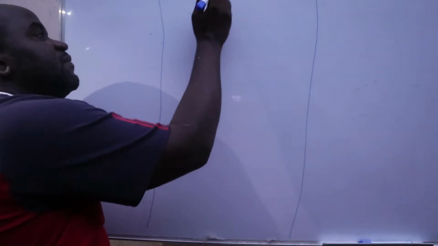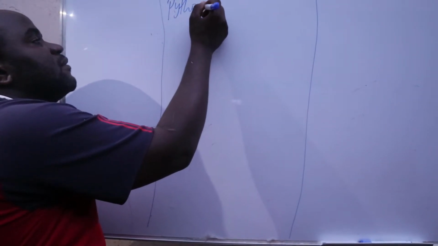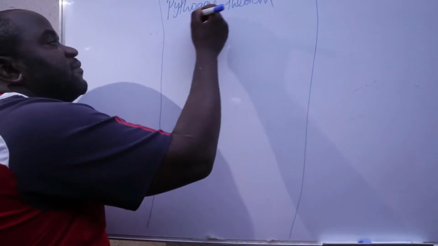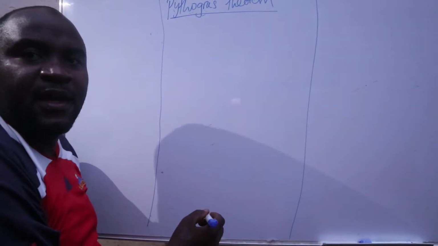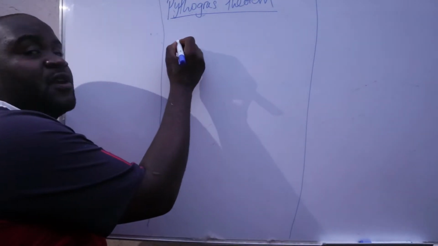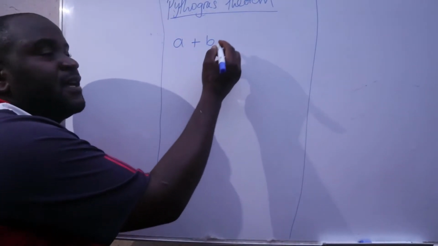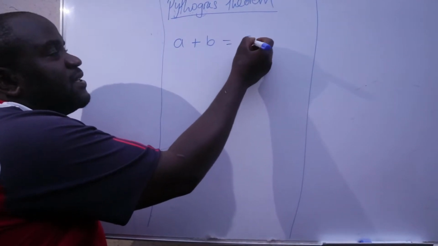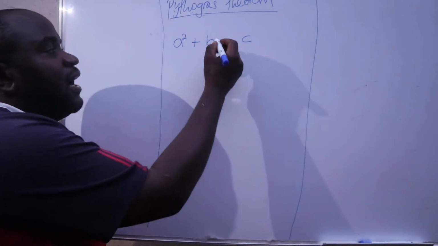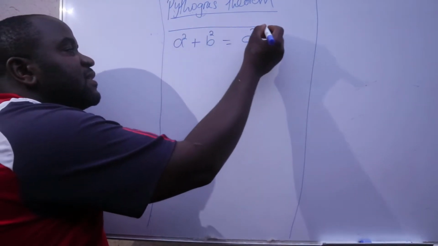So today's definition is basically going to talk about the Pythagoras theorem. This is a theorem which talks about the sides of a triangle, which may be A, B, and C. The theorem states that if you get the square of the shortest side and the square of another shorter side, then they are equal to the square of the longest side.